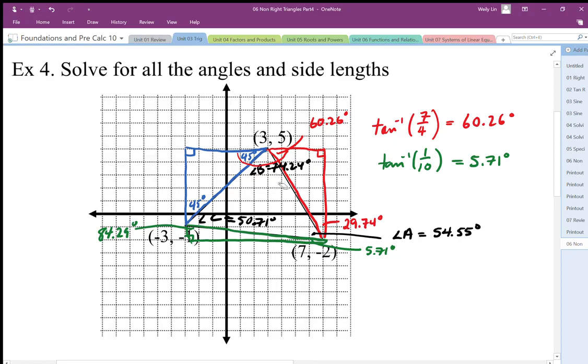So these are my three angles, and I'll call this angle A, angle B here, and angle C. So we get 54.55. Just list that out. Angle A is equal to 54.55. Angle B is equal to 74.24, and angle C is equal to 50.71 degrees. Okay? So this is a way we can do it.